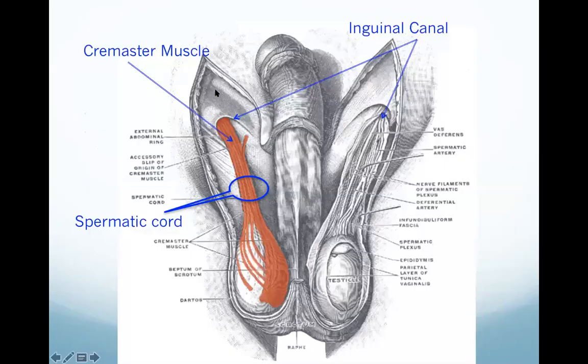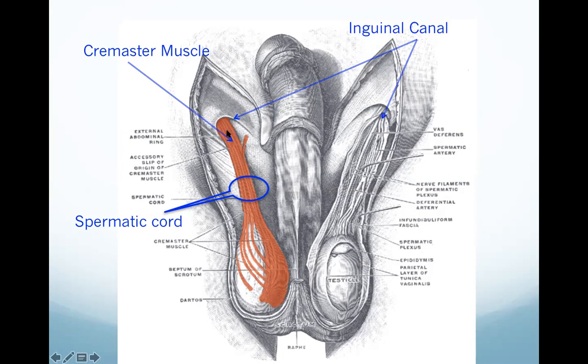All right, so these are examples of the cremaster muscle. This is the inguinal canal. It's that gap in the anterior abdominal wall. This is the internal abdominal oblique muscle coming down around the spermatic cord and then laying down around the testis itself. So this will pull the testis up.